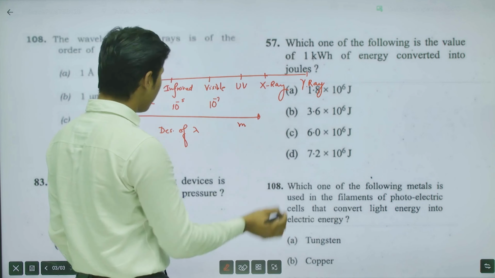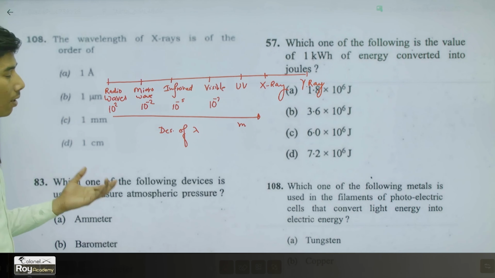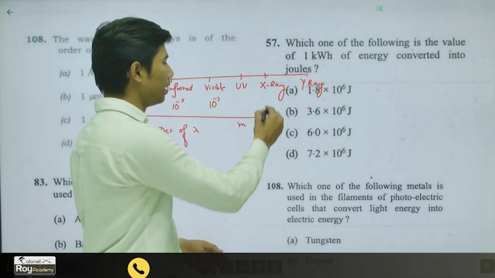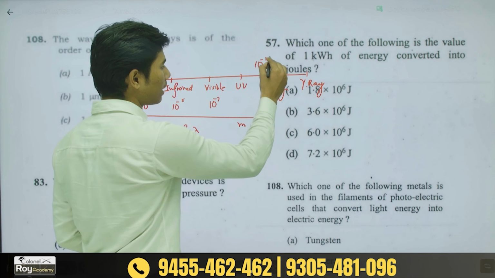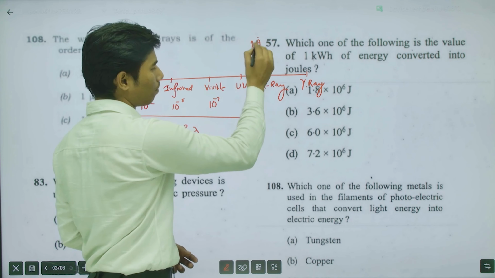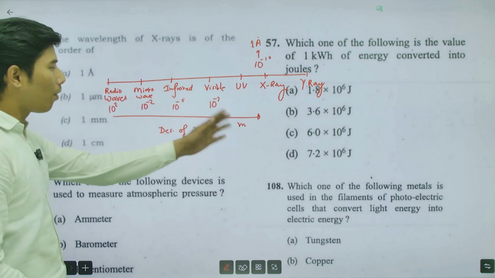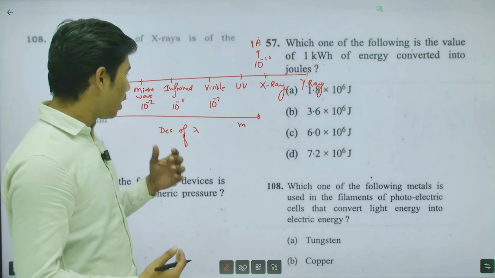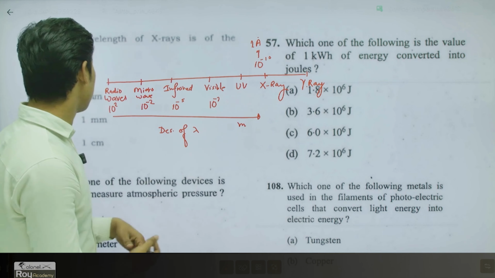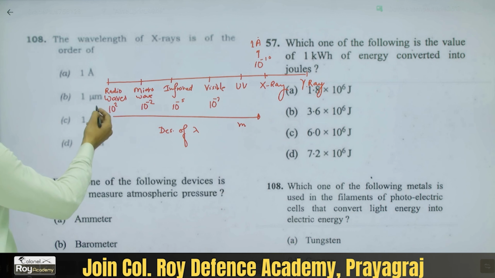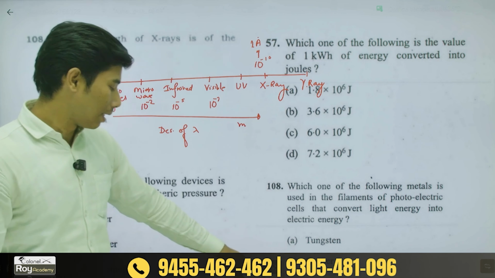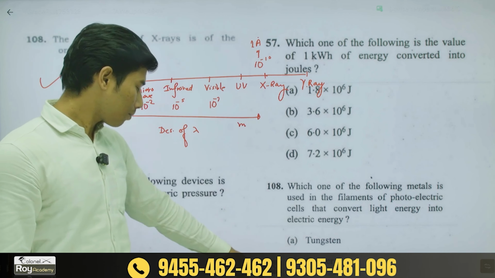Okay, now here we are talking about the X-ray. So X-ray tends to 10 to power minus 10 meter, or we can say it is equivalent to 1 angstrom. So this is the order of the electromagnetic rays in the descending order on the basis of their wavelength. So the right option will be 1 angstrom. I hope you are getting how it is.